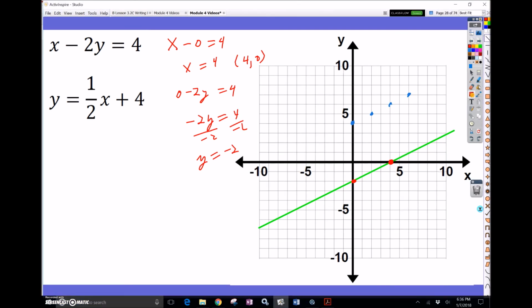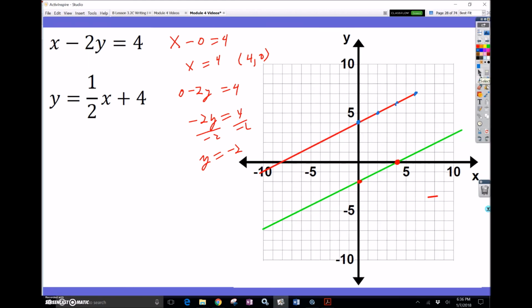All right, so when we connect this line, we notice that it looks like they don't intersect. Now let's look at why. If I look at my green line, if I go from point to point, I would go up 2 over 4, which means the slope of 2 over 4 is equivalent to 1/2. My slope here was up 1 over 2, up 1 over 2, up 1 over 2.